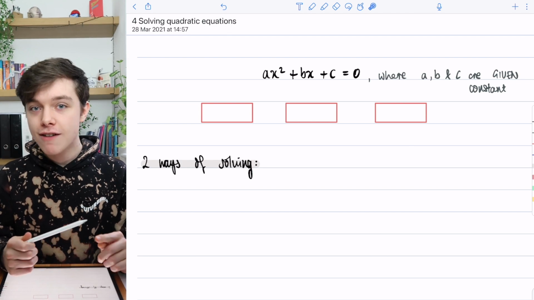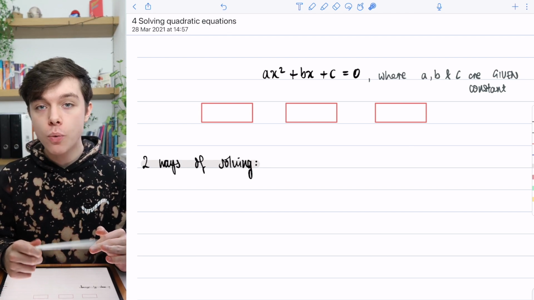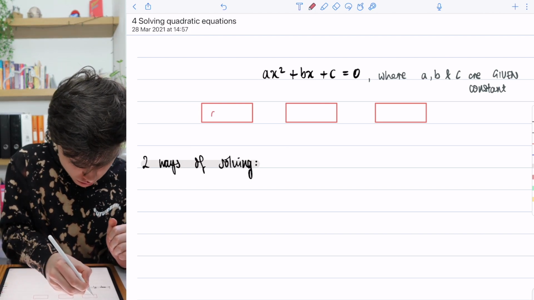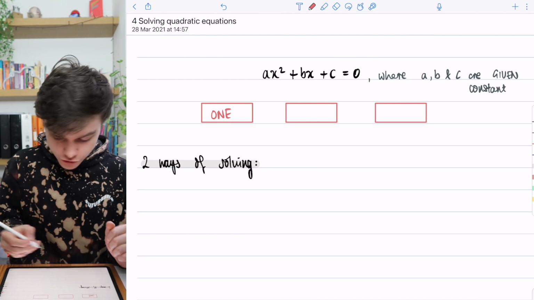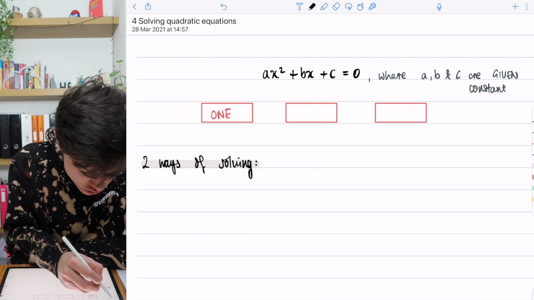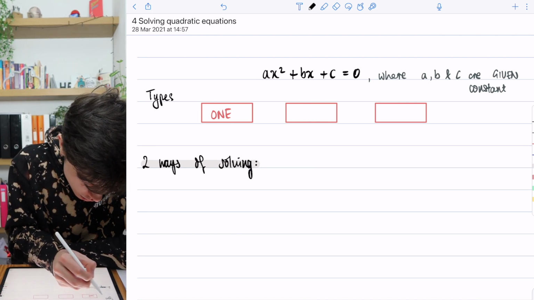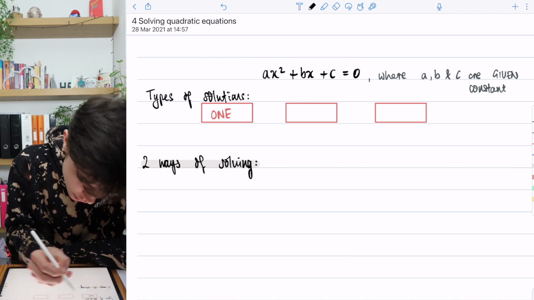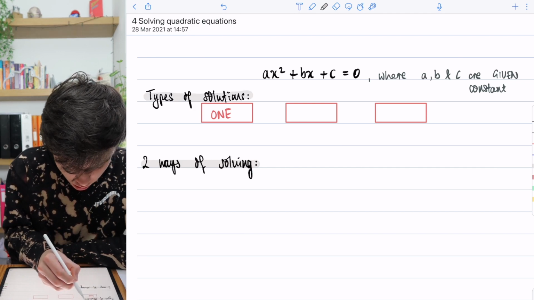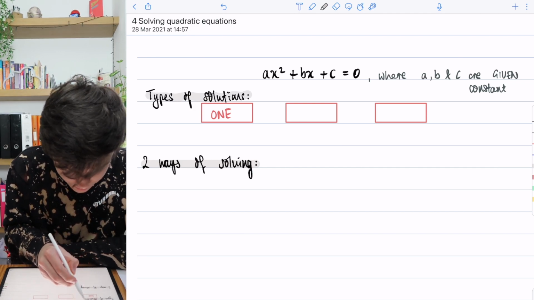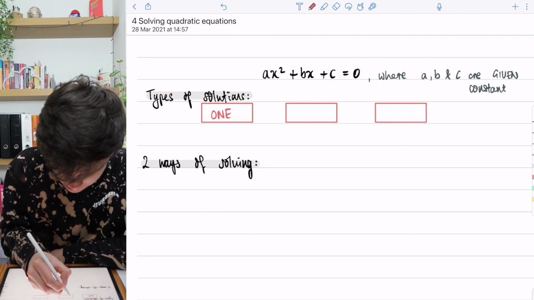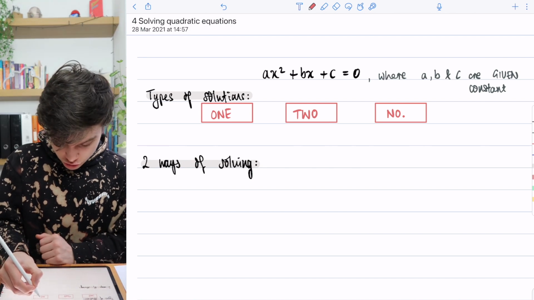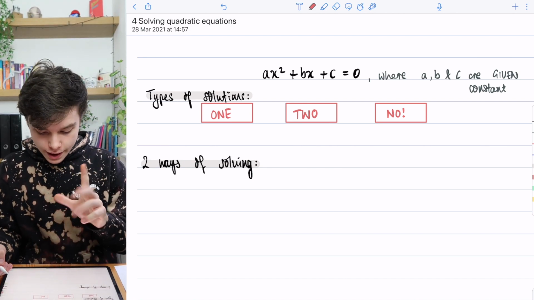Okay, so there are a few types of solutions to quadratic equations. They can either have 1, 2, or no solutions. So I'm going to write that in here. The quadratic equation can either have one solution, and I'll write that just up here. Types of solutions. So one solution, or we can have two solutions, or we can have no solutions. And no solutions is quite important.